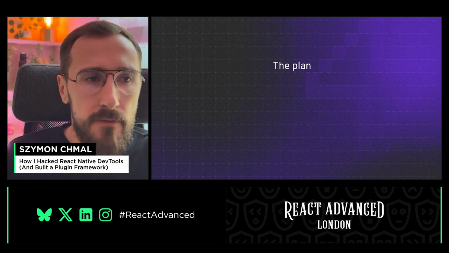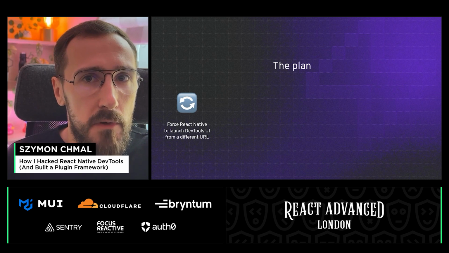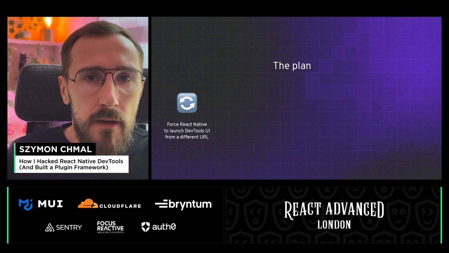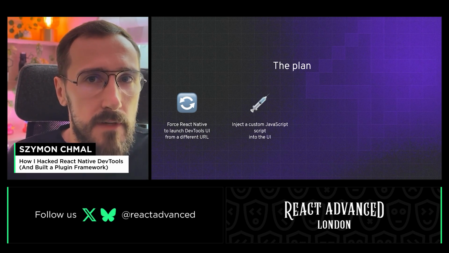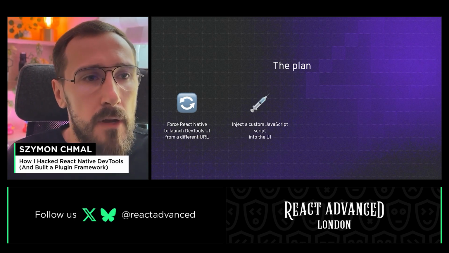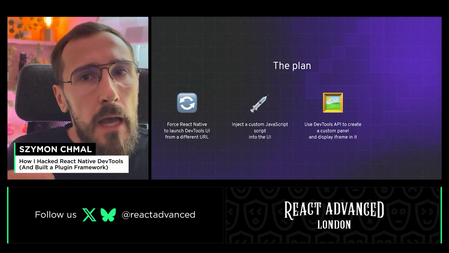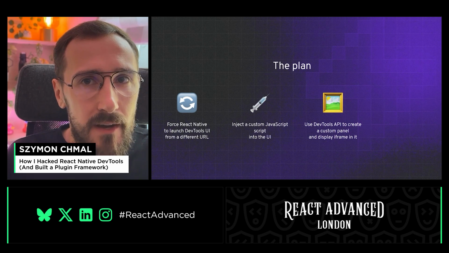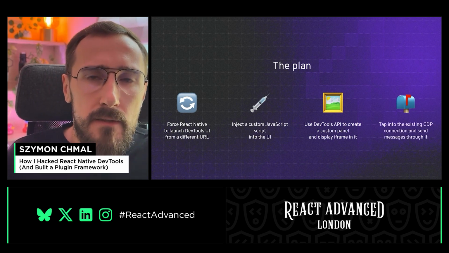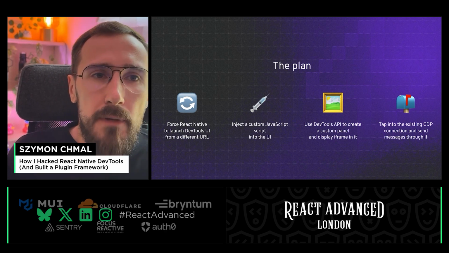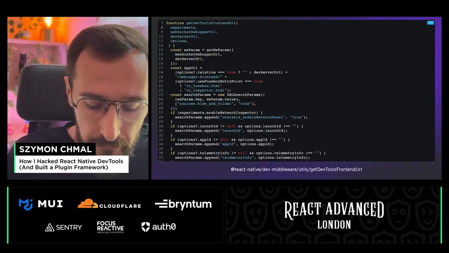So our plan is as follows. First, we need to force React Native to launch the custom URL, so we will be able to serve a custom UI. And then, if we achieve that, we can inject some custom JavaScript code, and that's our plan for step 2. And then, within this custom code injected into the DevTools UI, we want to use the existing API in the DevTools to create a new panel and display an iframe in it. And then last but not least, we want to tap into the existing communication layer and send messages back and forth between the device and the DevTools UI.